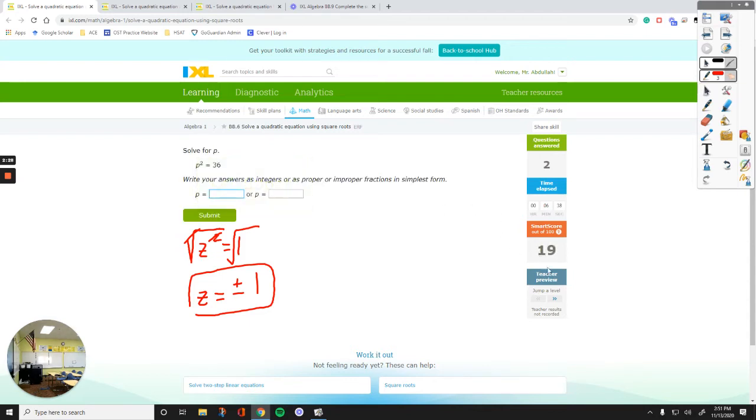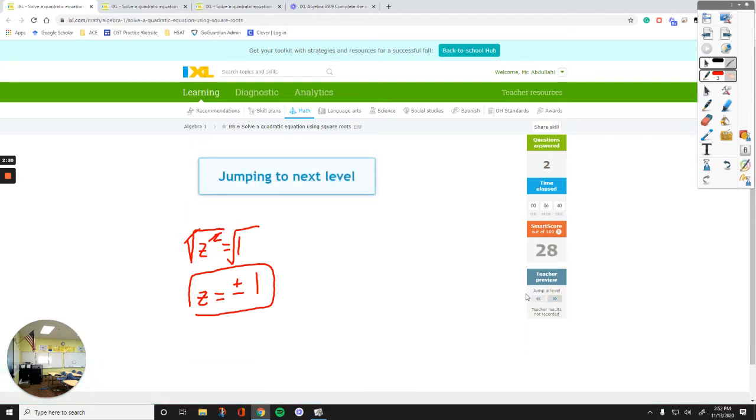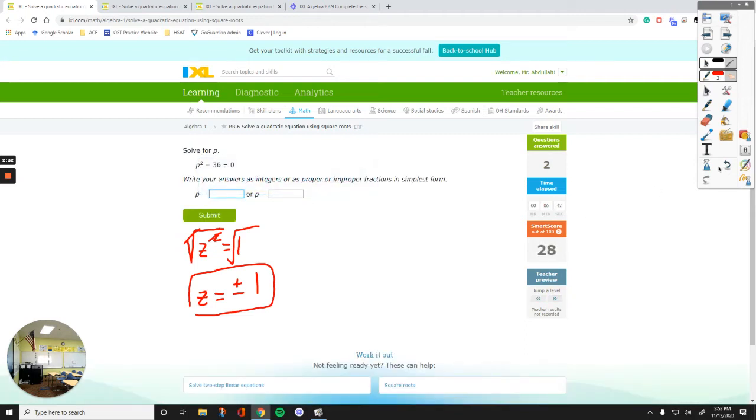So it goes kind of like by 10 points. So I'll skip one level. Let's see if it's getting harder. Okay, we are getting there. It's not hard at all. It's just one more step.